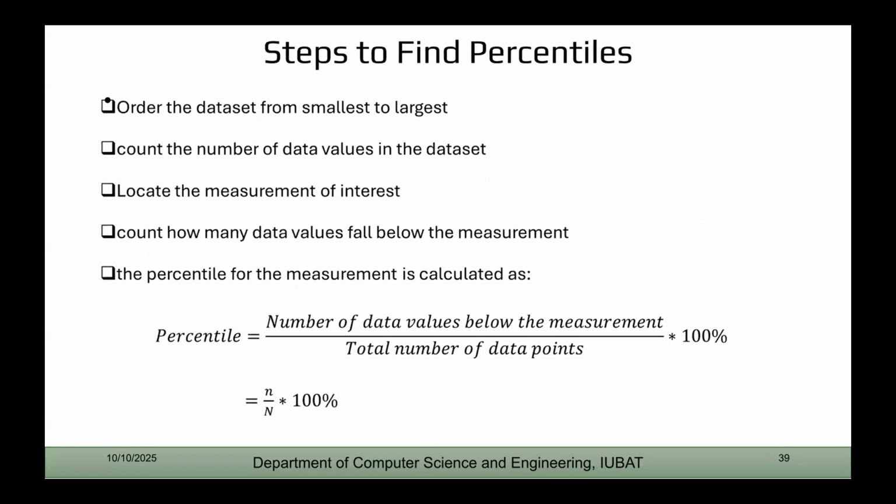So how do we actually calculate percentiles? What are the steps? Remember, these are the steps to find the percentile. First, order the data set from smallest to largest. So far in measures of center and measures of variation, we always sorted our data from smallest to largest.